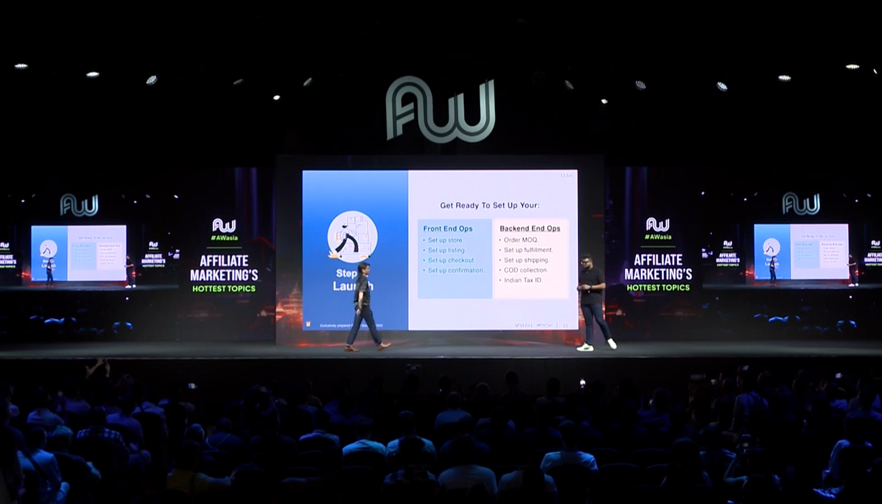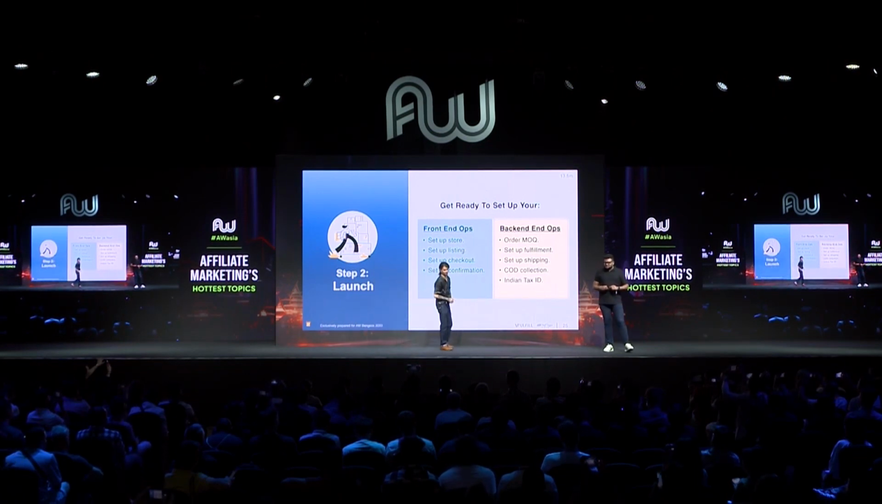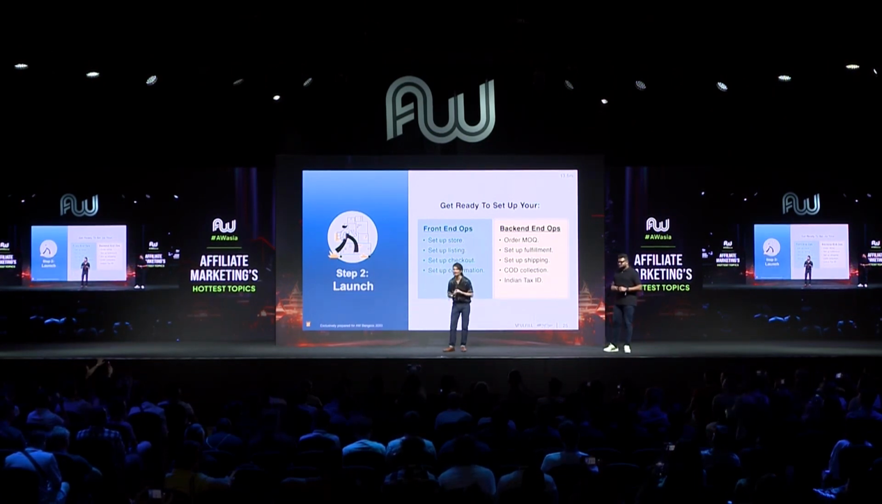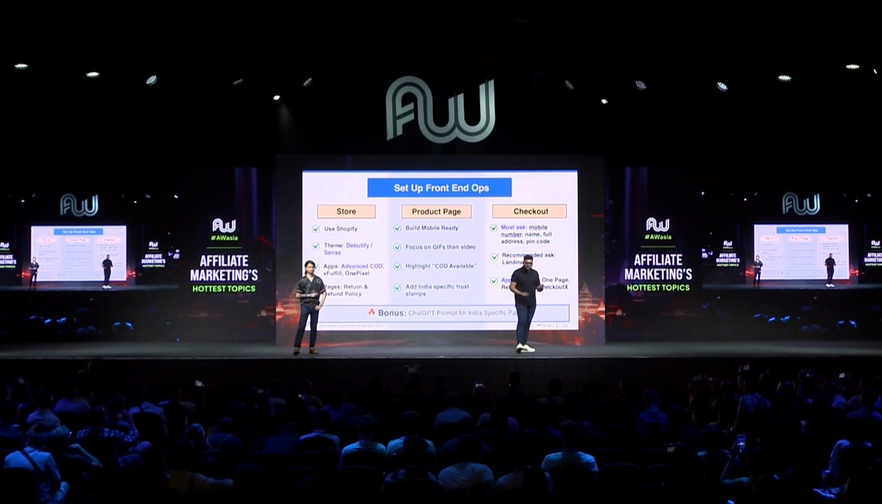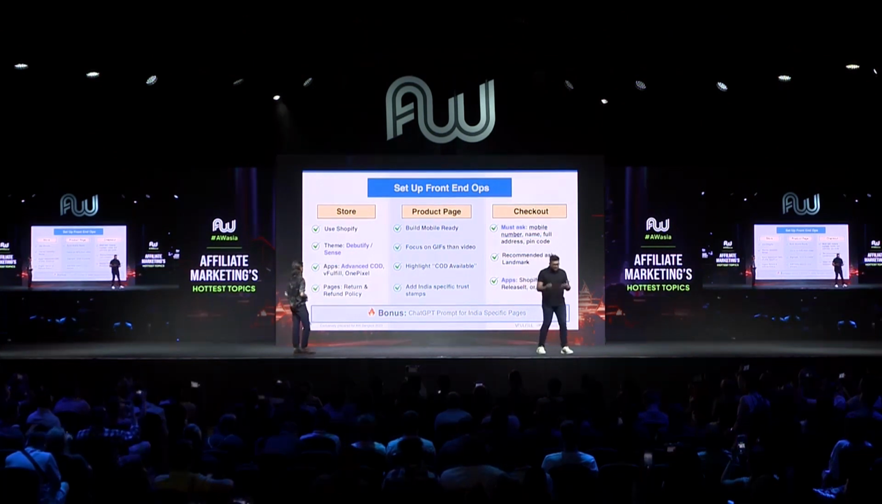So the second step is launch, right? So just get ready to set up your front end and your back end. Coming to the front end operations, you set up your store, you set up your product page, and you set up your checkout. Now let me cover this quickly on how you do it for India. Now for stores, of course, you have multiple platforms. Shopify is proven. We recommend Shopify. For themes, Debutify and Sense are good converting ones. You should also install an app called Advanced Cash on Delivery so as to activate cash on delivery as a payment method on your store.